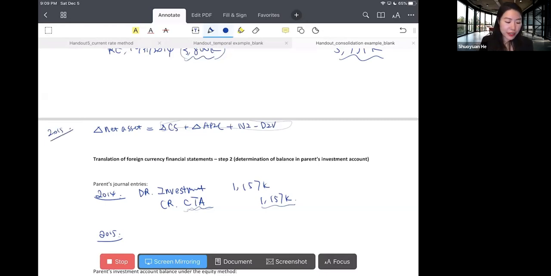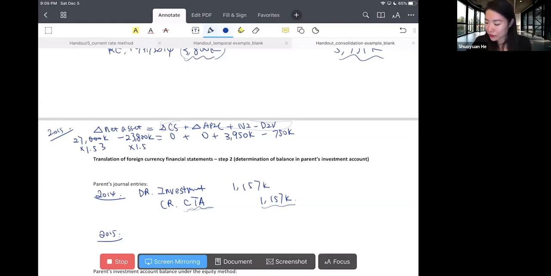For the year 2015, now the ending net asset is 27 million. The beginning net asset is 23.8 million. Common stock doesn't change. Additional paid-in capital doesn't change. Net income is 3.95 million. Dividend is 750,000. And then we apply the different rates.